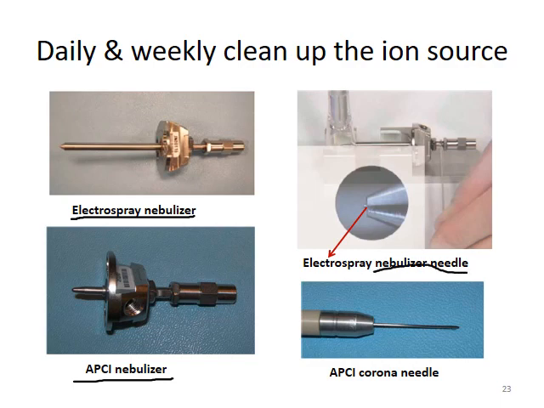You can only see this tiny nebulizer needle through a magnifying glass. The protrusion of this needle would affect the efficiency of the nebulization process, so the protrusion must be adjusted properly. On the right bottom, there is a corona needle, which can only be found in the APCI chamber.